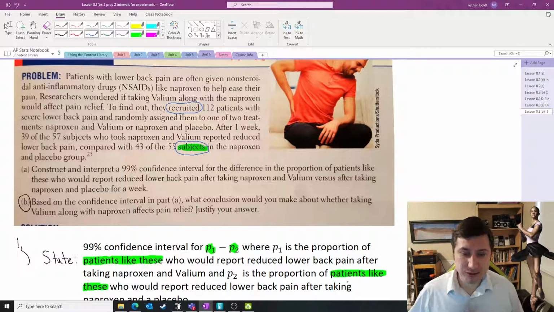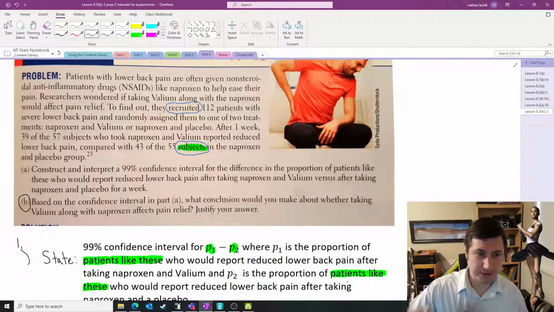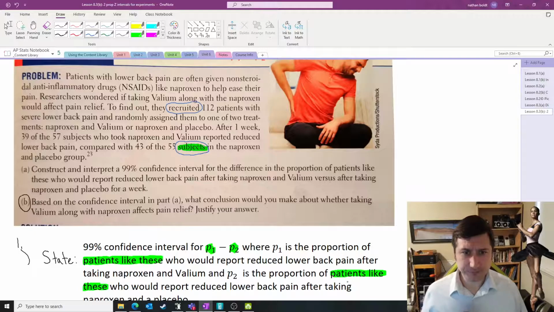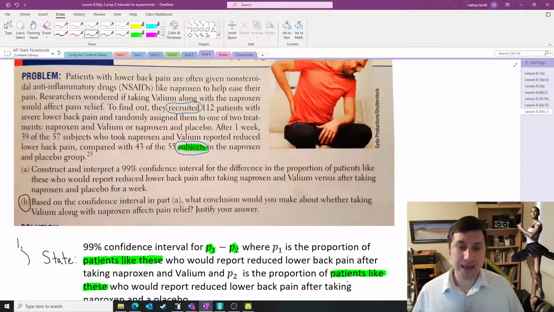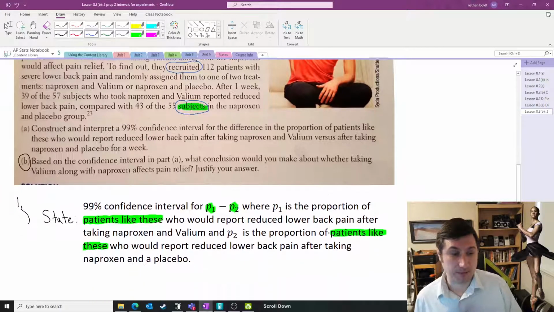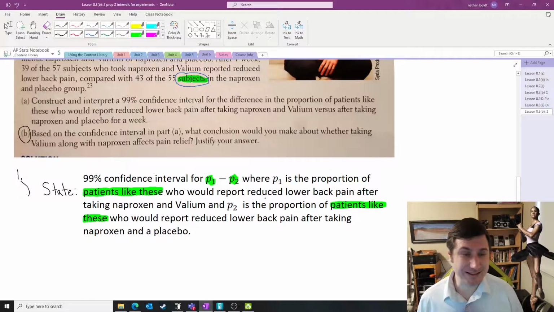We do want to include that patients like these. It kind of does two things for us. It tells us who we can generalize this to, and it makes sure that we're not talking about the sample, people that have already had the treatment, whether it's surgery or drugs or whatever it is. So that's why patients like these is kind of important. That's one difference with experiments that we didn't have to worry about before. All right, we did the state.